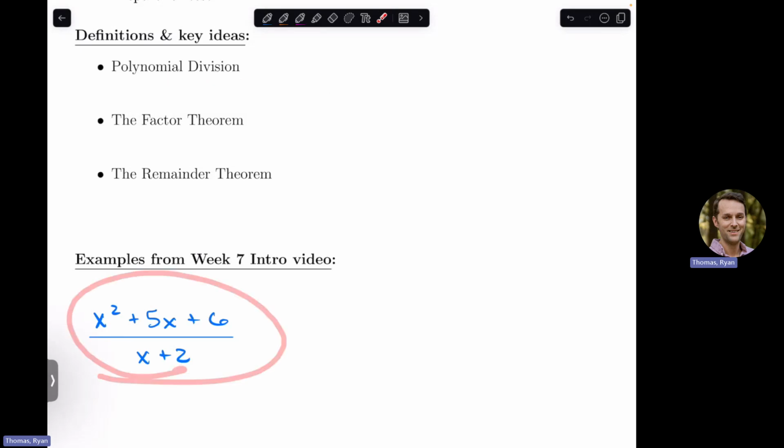Here's an example. The thing on top is a polynomial. The thing on bottom is a polynomial. We're dividing, that's polynomial division. There are sort of two varieties here.